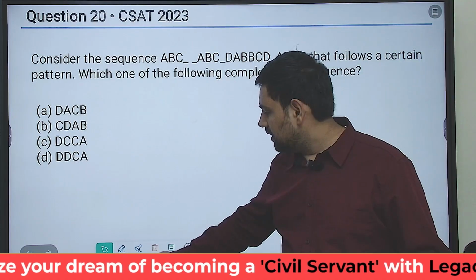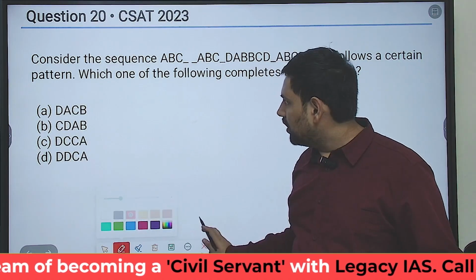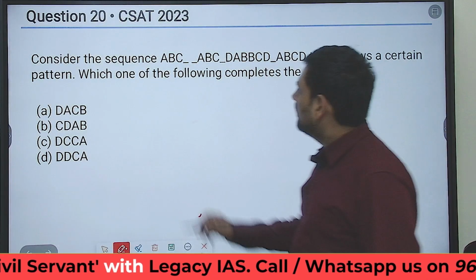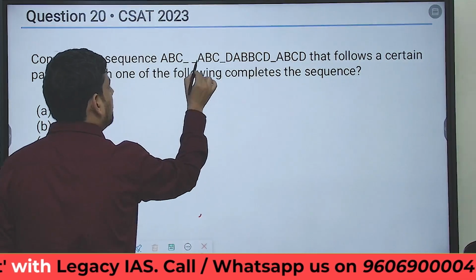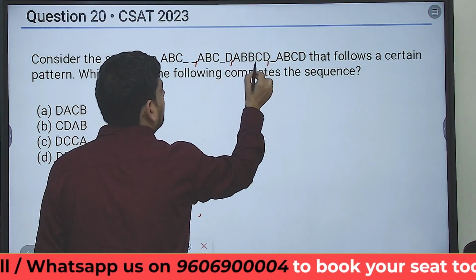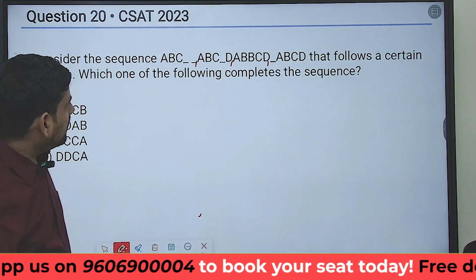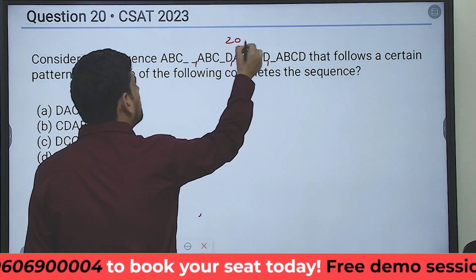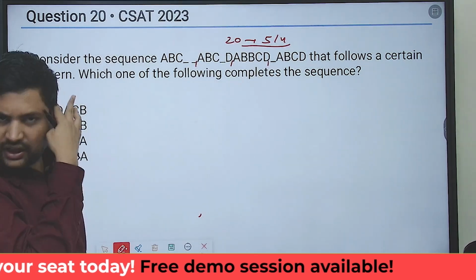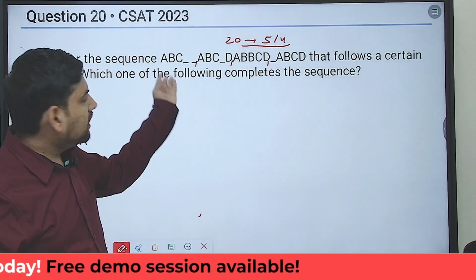Next, let's see this one. Again, first you count the number of letters. How many letters are there? So let's say 1 2 3 4 5, then 1 2 3 4 5, then 1 2 3 4 5, then 1 2 3 4 5. So there are a total of 5 fours, 20 letters. So either 5 or 4, both will work. Okay, now that I have marked it, let's use 5.